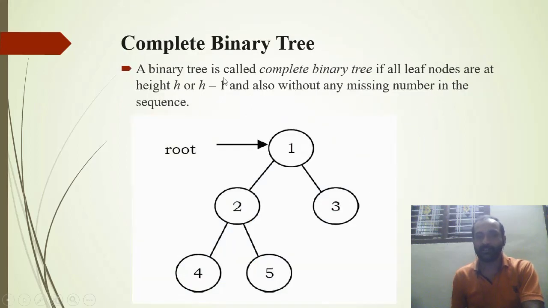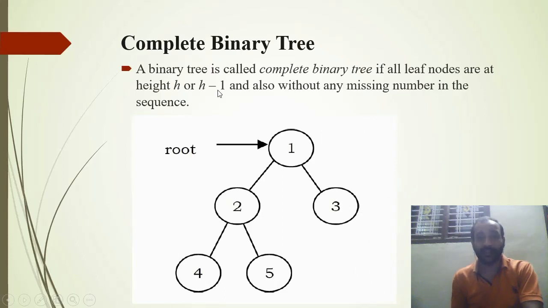So here is the actual definition of a complete binary tree. A binary tree is called a complete binary tree if all leaf nodes are at height h or h minus 1 and also without any missing number in the sequence. In a binary tree we can calculate the height based on the levels. Based on how many levels of nodes the tree has, the height is equal to the levels. So here you can consider the 0th level, first level and second level. So the height of this tree is 2.